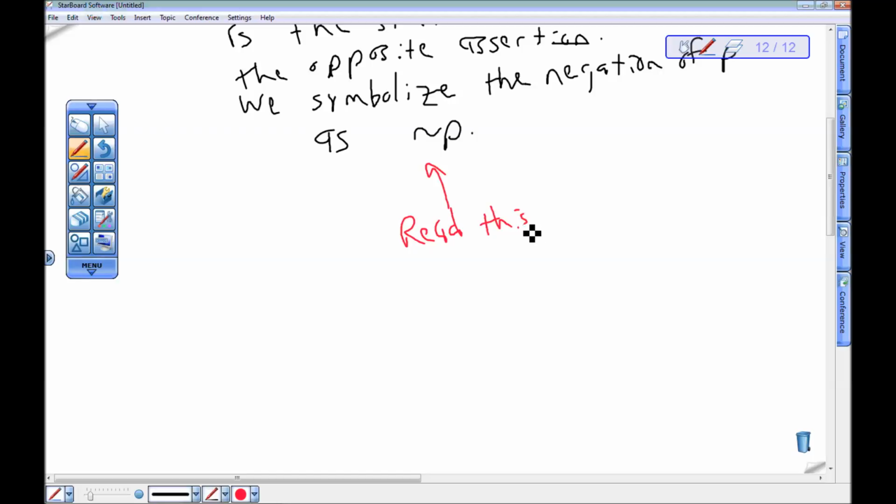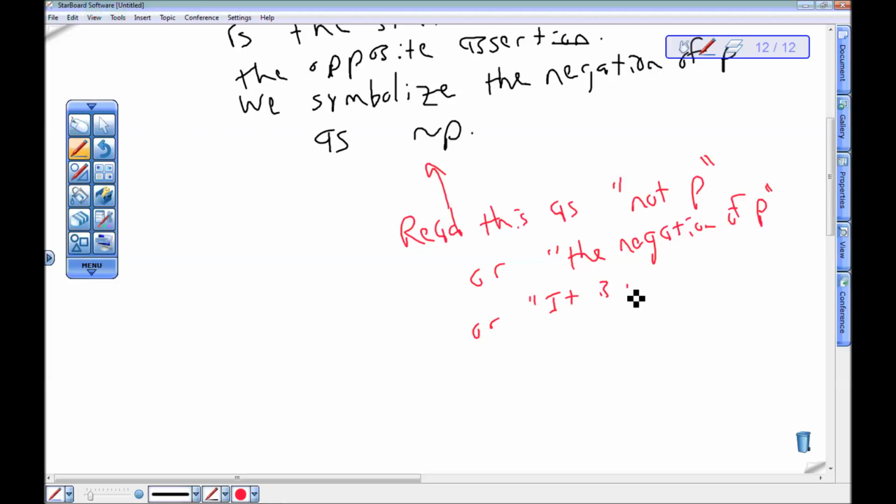we'll read this as either not P, or the negation of P, or it is not true that P. Okay, so whenever I've got that tilde, it's implying I've got the negation of a statement, and I'm going to read that as one of these guys. Not P, the negation of P. It is not true that P.